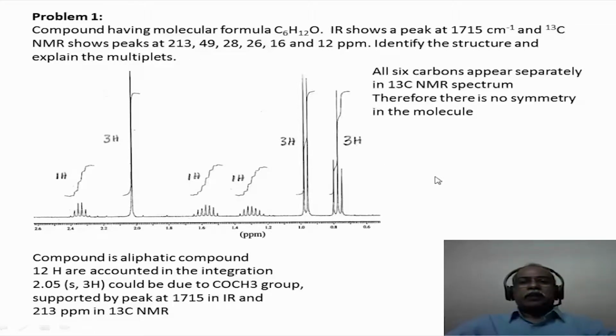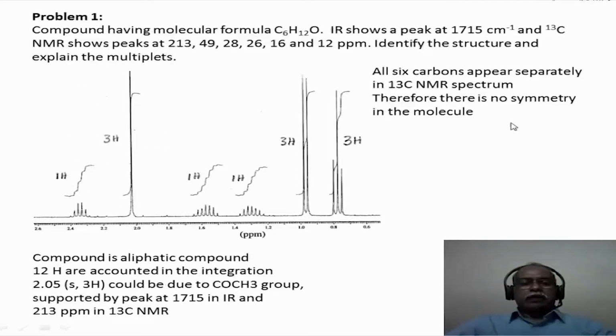Now what is important is there are 6 carbons in the molecular formula, and there are 6 peaks in the carbon-13 spectrum. That means this molecule does not possess any kind of symmetry. So the number of signals that you see corresponds to the number of carbons present in the molecule. If it were a symmetrical molecule, the number of signals would have been reduced. Such is not the case in this particular example, so the molecule possesses no symmetry elements.